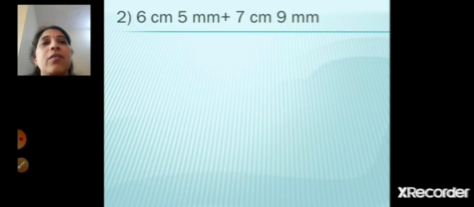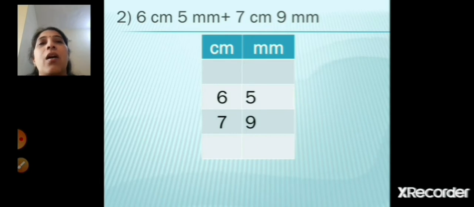6 centimeter 5 millimeter plus 7 centimeter 9 millimeter. Again we will prepare two columns in which one will be centimeter, other will be millimeter, right? So now 6 centimeter. So 6 you will write in centimeter column, and 5 millimeter. So 5 you will write in millimeter column. Next is 7 centimeter. So 7 you will write in centimeter column. 9 millimeter. So 9 you will write in millimeter column.